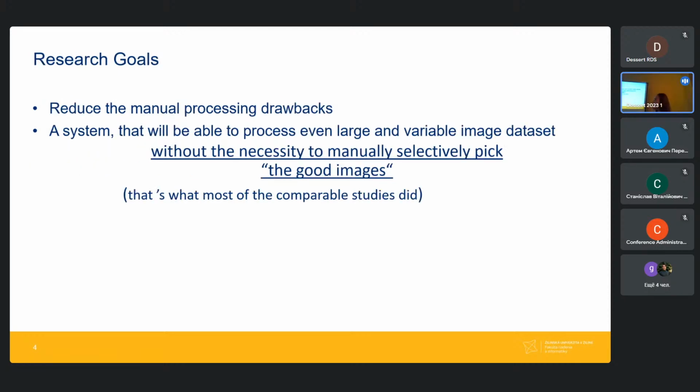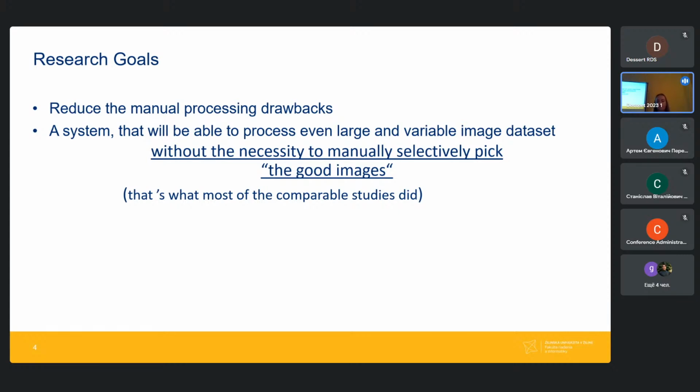To set up some research goals, the main aim is to reduce the manual processing drawbacks, as I mentioned in the previous slides. What makes this study a little bit different from the other approaches which other universities are providing? It's the thing that the other researchers mainly do when they do some image segmentation.